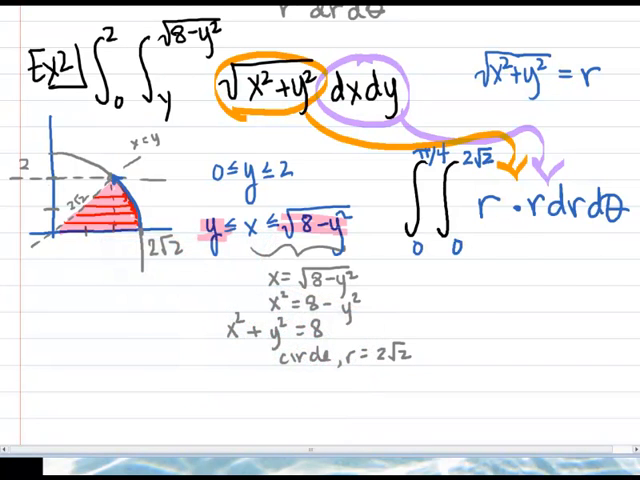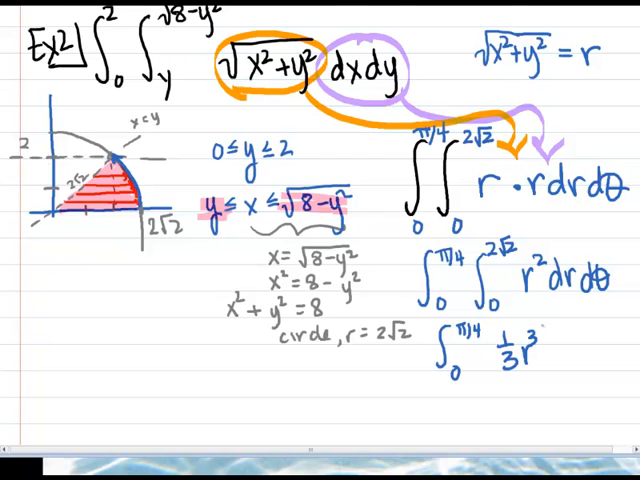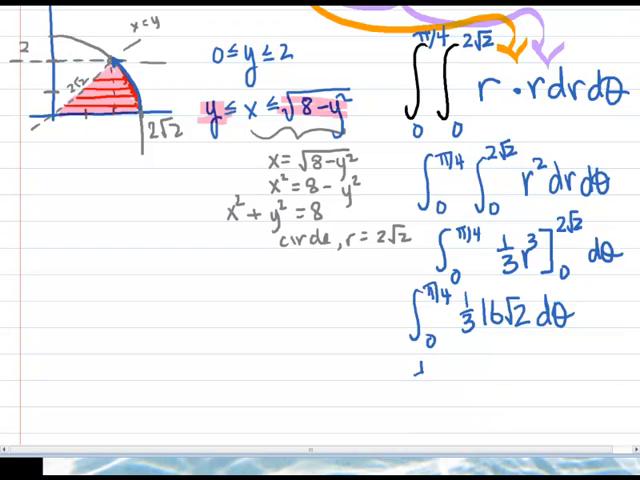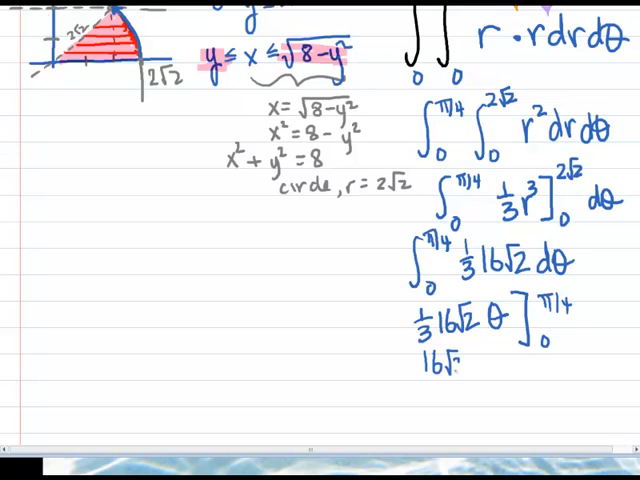It's going to be 1/3 r cubed, 1/3 times 16 radical 2 d theta, and then I'll have 1/3 times 16 radical 2 theta from 0 to pi over 4, which is simply 16 radical 2 over 3 times pi over 4, which simplifies to 4 radical 2 pi all over 3.